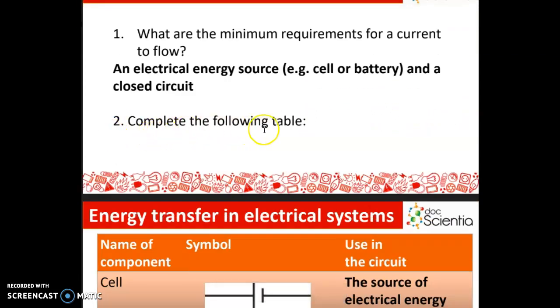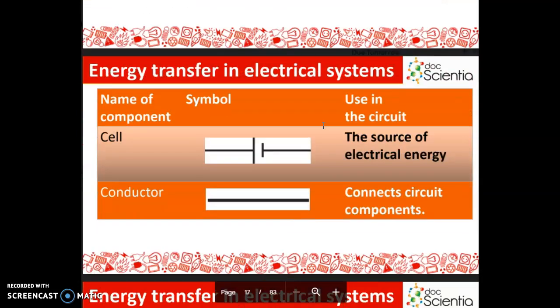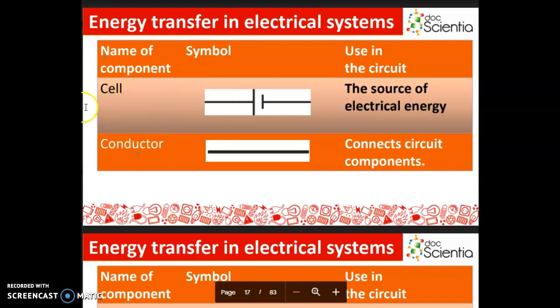Number 2. Complete the following table. So your teacher will probably give you one of these, and then you have to complete it. So a cell, what symbol does it have? A little long stripe and a little short stripe, vertical from the circuit. What is the use of it in the circuit? It's a source of electrical energy.